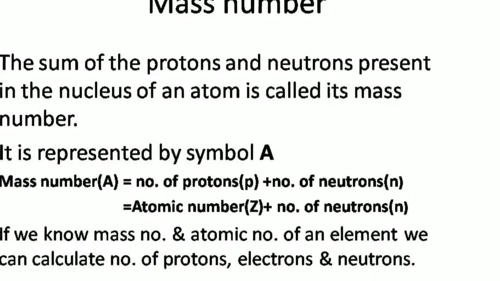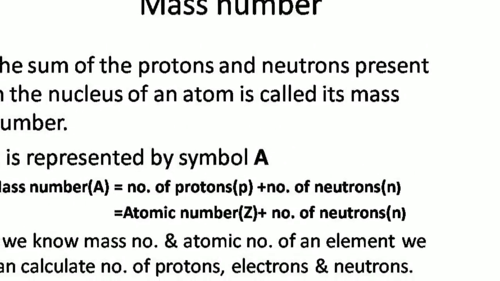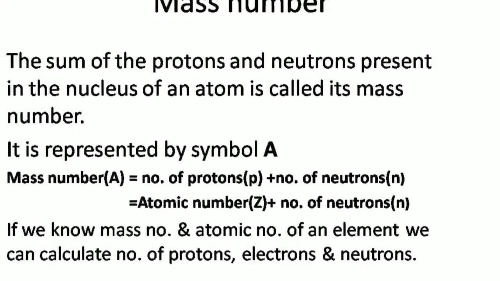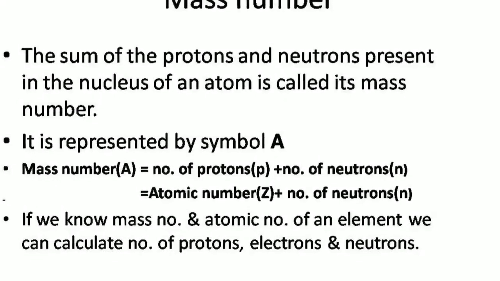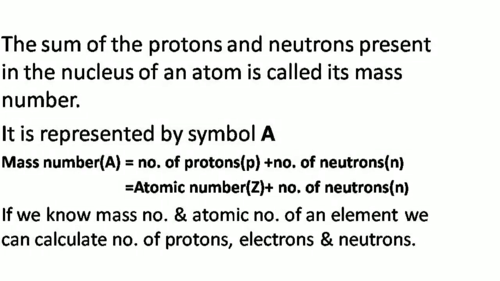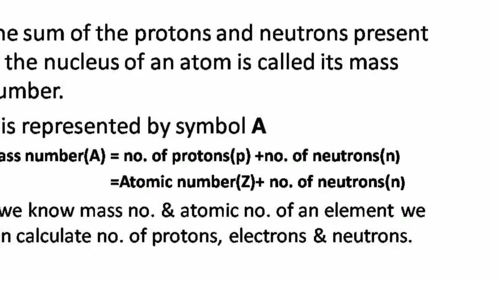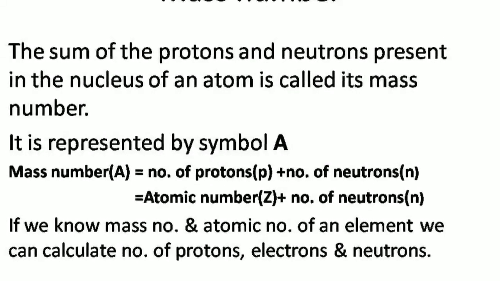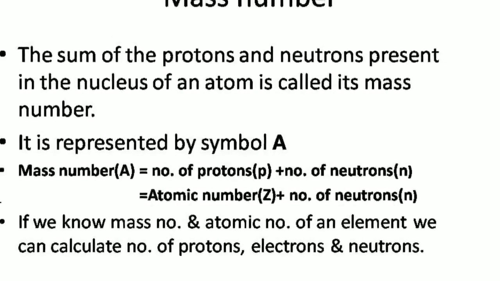Our next topic is mass number. It is the sum total of the protons and the neutrons present in the nucleus of an atom. It is represented by the symbol A. Mass number is equal to number of protons and number of neutrons which are present in the nucleus of an atom. For example, in magnesium atom, there are 12 neutrons, 12 protons, hence their mass number is 24.